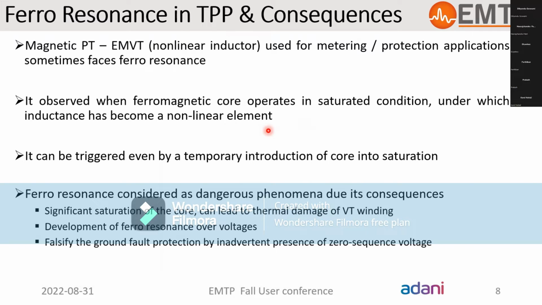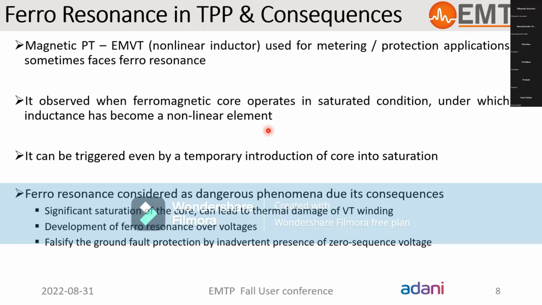So as we understood and documented, this ferroresonance phenomenon occurs when a magnetic core inside the electrical device, primarily the voltage transformer or unloaded power transformer, operates in the saturated condition, under which inductance mainly becomes a nonlinear element. Now, in practice, this ferroresonance can be triggered even by a temporary introduction of the core into saturation, which can drive it in that mode. For example, it can result from a switching operation or a change in the voltage because of an earth fault occurring.